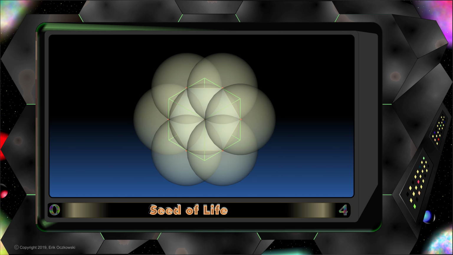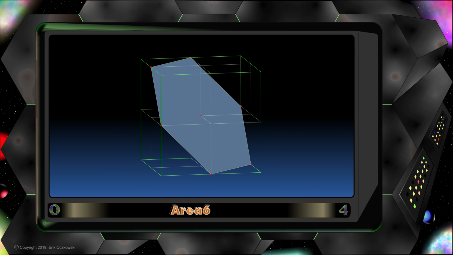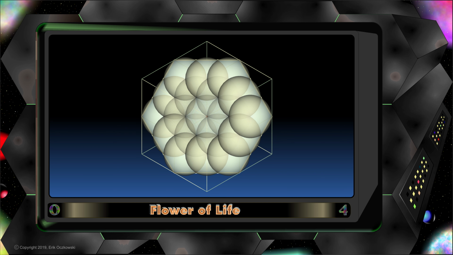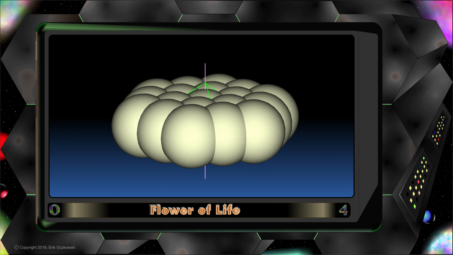Here's the perspective view. And now we occupy each point of area 6 with a seed of life. And this leads us to the flower of life. Here the perspective view. We turn the flower into the horizontal position and see that the vertical axis is equal to the space diagonal of the home house.